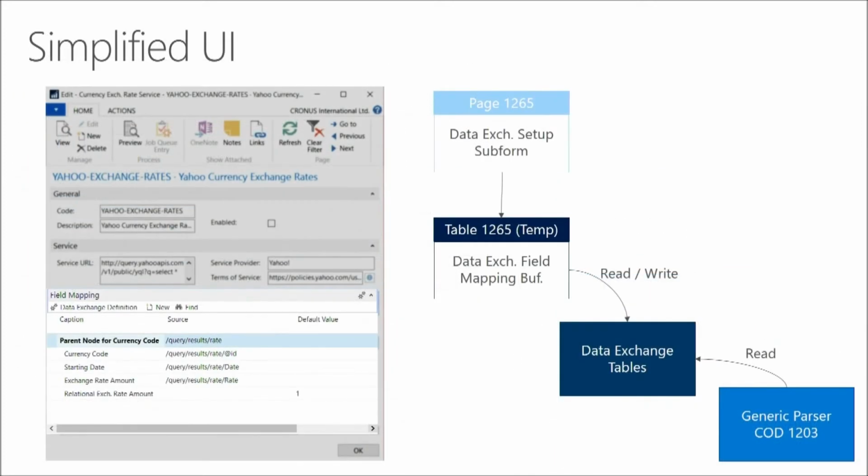For the simplified UI, we have replaced these 2 pages with a small subpart, and this is highly reusable. You can just put it on any page if you would like to do the similar mapping. The UI subpart is connected to the temp table, and the temp table is responsible for actually modifying and reading and writing to the data exchange definition that the generic parse can reuse afterwards.